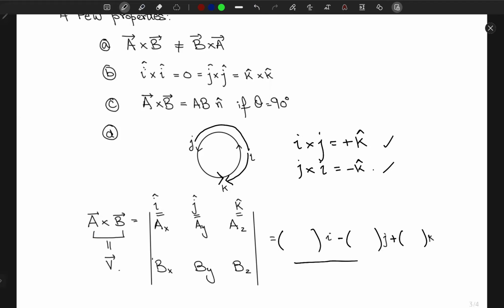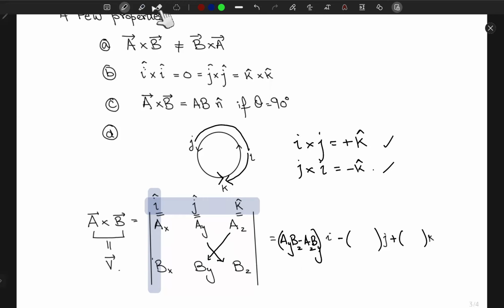First you write this, and then to compute the I component, you forget I and the entire column, and you forget this entire row. Then you compute the determinant: AY BZ minus AZ BY, right? So you have AY BZ minus AZ BY.